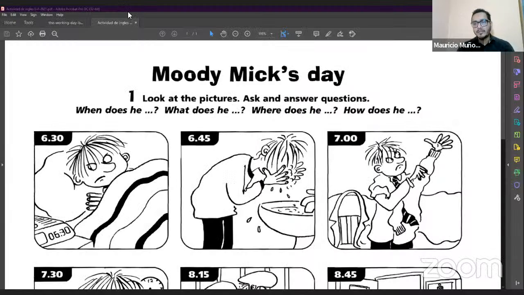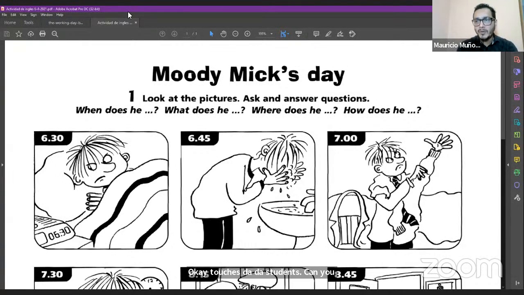Okay, time to start, dear students. Can you see my screen? Yes, can you see my screen? Yes. Yes. Okay, that's fantastic. Well, it's time to practice. Now, try to remember, try to recall what is the shortest or the easiest way to understand what the present simple is. Do you know any concept or any definition about the present simple tense?